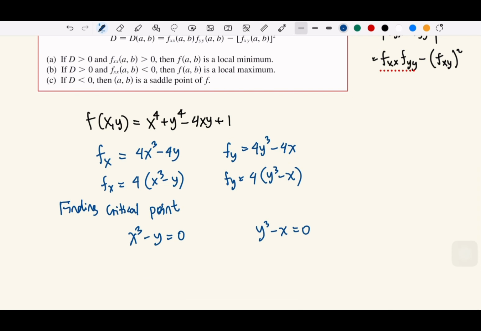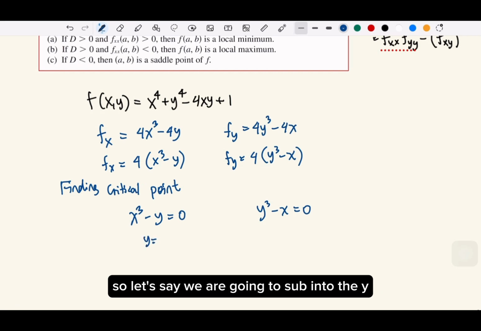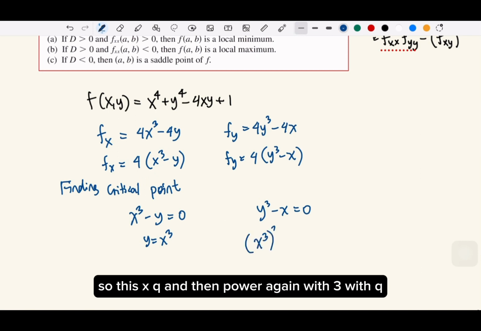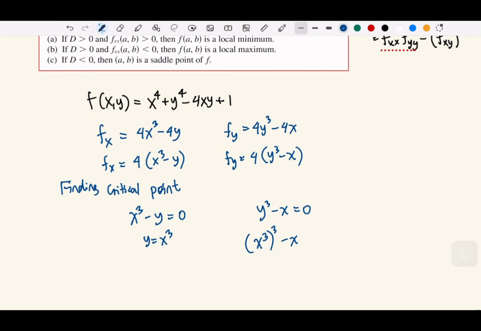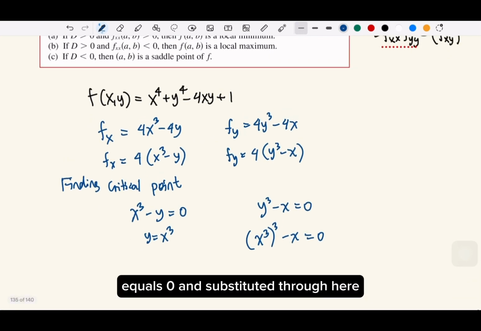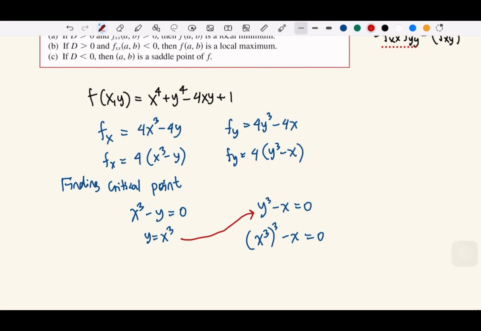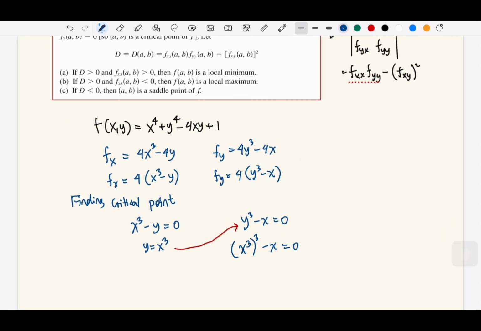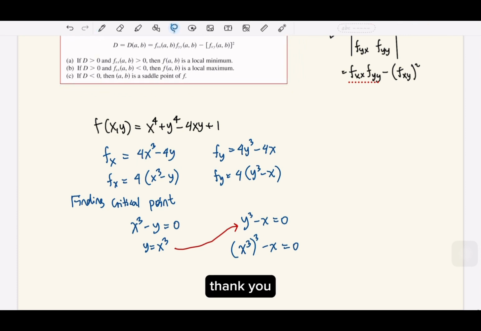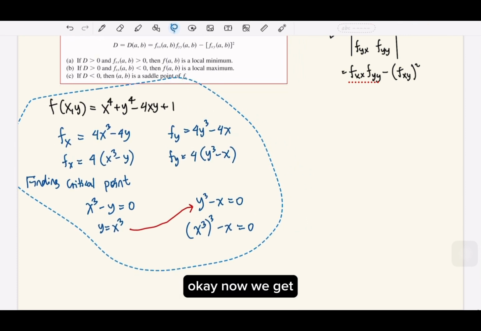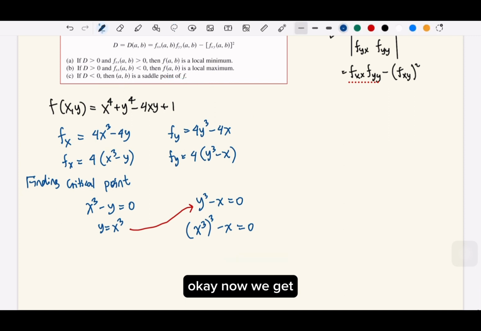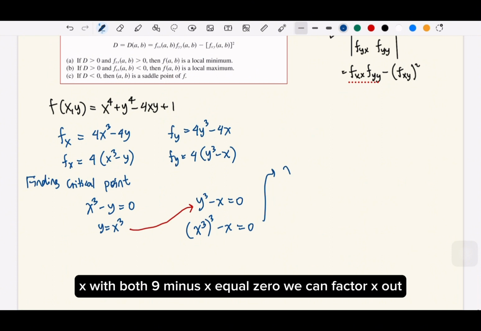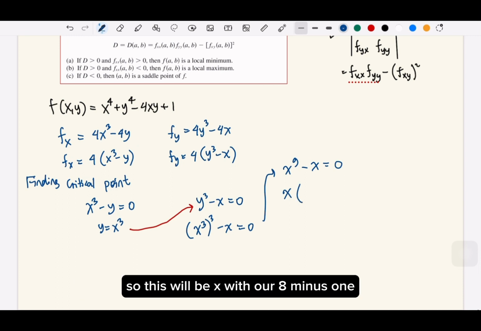So let's solve that. Let's say we are going to substitute y equals x cubed. So x cubed and then to the power of 3, cubed, equals 0. Okay, so substitute to here. Now we get x to the power of 9 minus x equals 0. We can factor x out, so this will be x times (x to the power 8 minus 1).